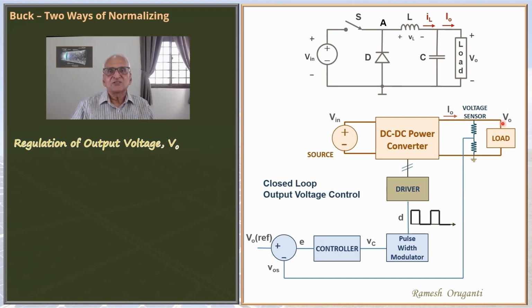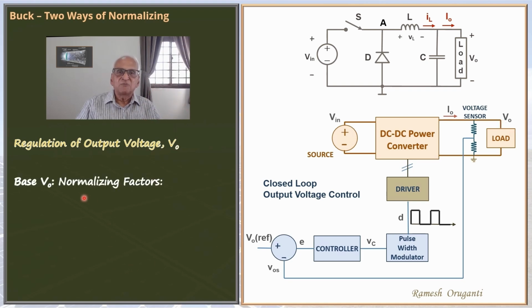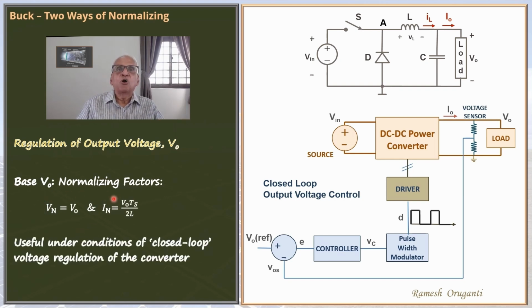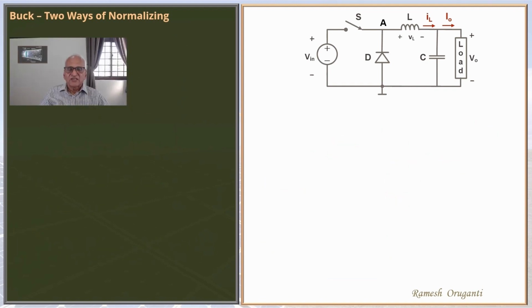You can implement this control loop either using analog circuits or digital methods. Under this condition, the output voltage will remain constant. In applications where this is happening, it makes sense to make the normalization based on the output voltage V0. Next, we will see the base V0 normalization.